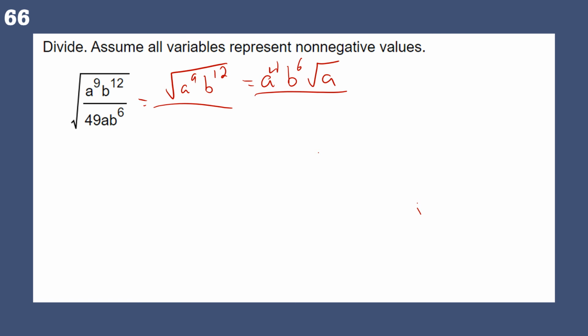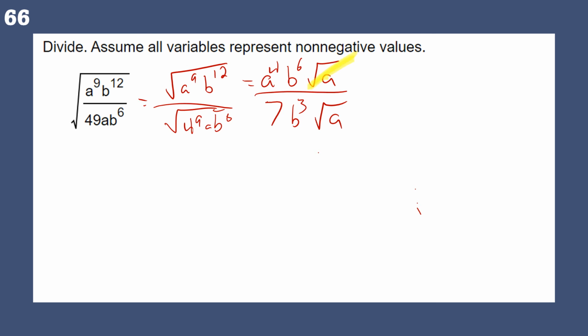We could square root the bottom, and the square root of 49ab to the 6th isn't too bad because the 7 comes out and 3 b's come out as well, but there's one a left over. So this looks great and everything, but we can actually go further because we can simplify anything out that cancels on the top and bottom. So do you see anything that cancels? Because I certainly do.